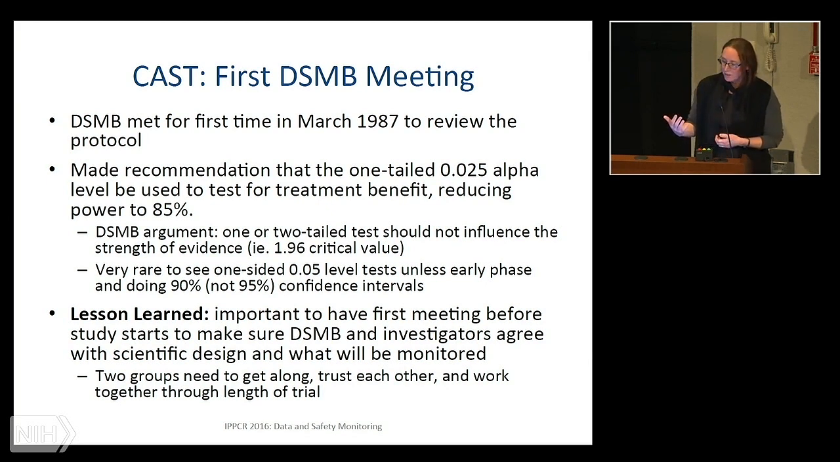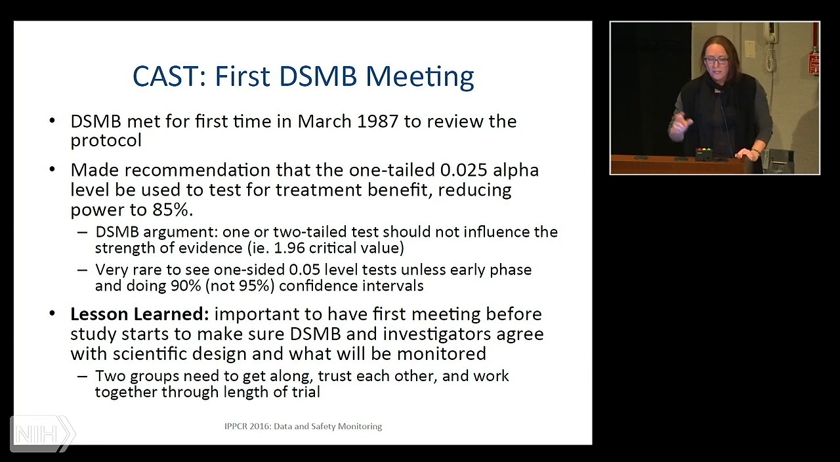And someone might argue, why would I want to spend alpha to look in either a strong positive direction or a strong negative direction to decide whether or not there's a treatment difference when I'm only interested in the strong positive direction of benefit? I want all my alpha going to the 0.05, and then I can use 1.64 and not 1.96.